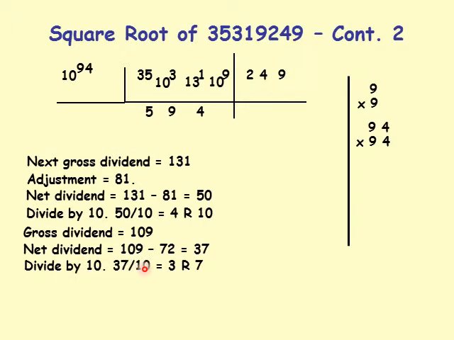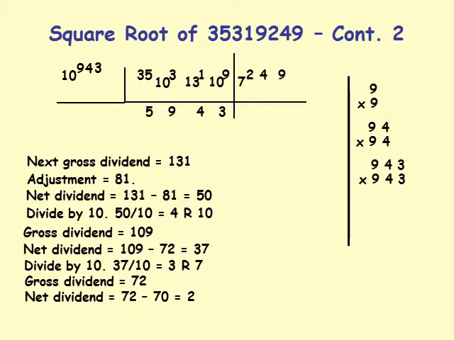37 divided by 10 is 3 remainder 7. Okay, 3 remainder 7. 3 goes in here, 3 goes in here, and 7 goes in here. This quotient digit 3, the same quotient digit 3, and remainder 7. Let's continue here. The gross dividend is 72 now. That is 72 right here.